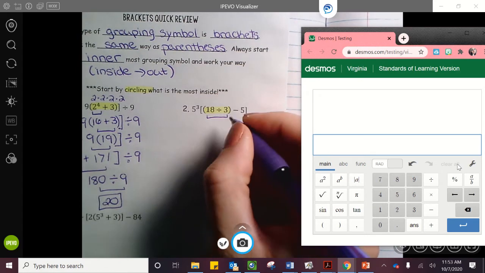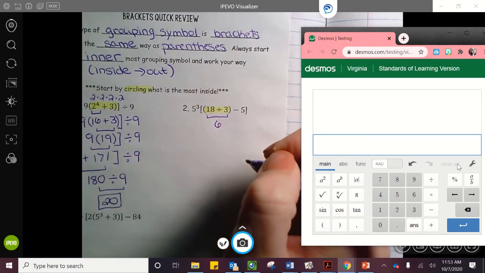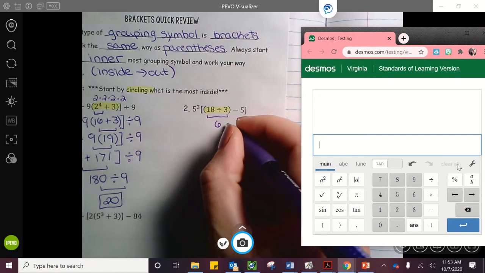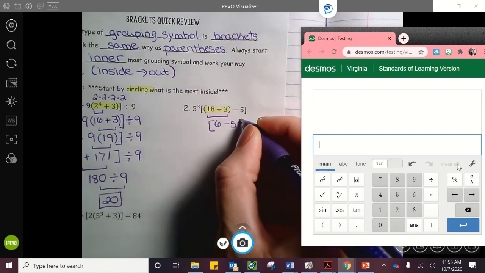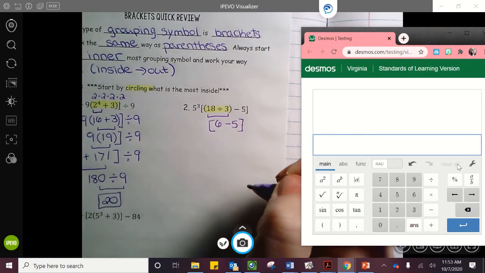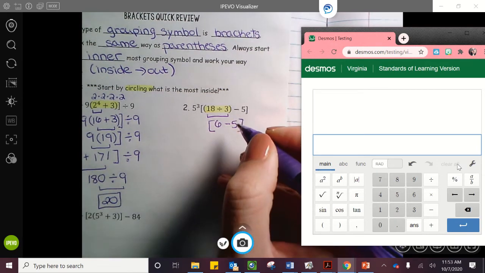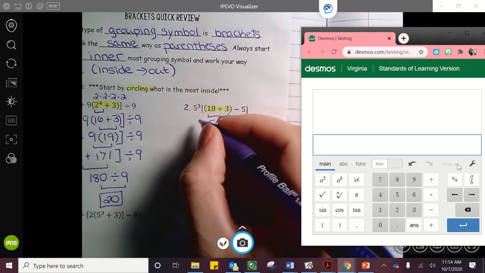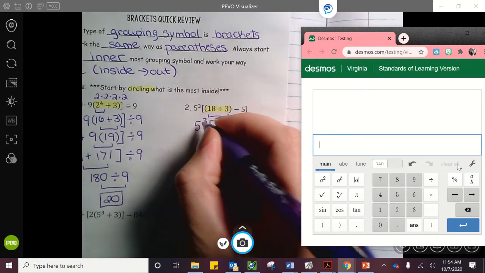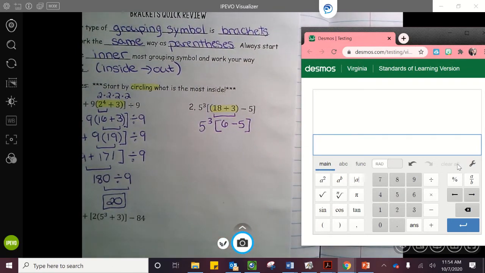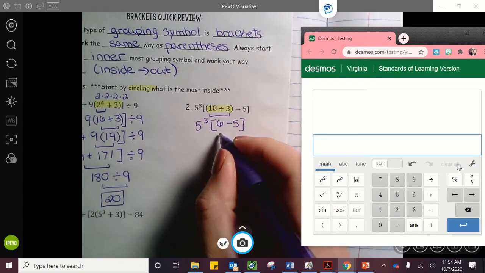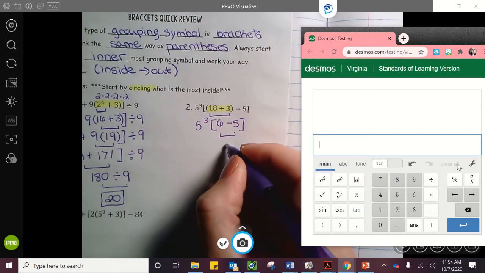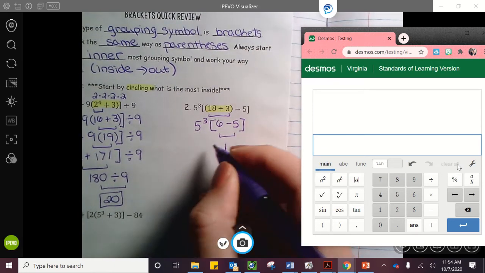So 18 divided by 3, if I know my times tables, that's easy, that's 6. I have minus 5. Now this is still in brackets. I have completed what was in the parentheses, but I have to carry down those brackets. If you don't carry down the brackets, it will affect your answer, because then you'll end up going in a different order. And then I have to carry down the 5 cubed. So again, I've not finished all of my grouping yet. I have to do 6 minus 5 in the brackets, which is, of course, 1. And I carry down the 5 cubed.